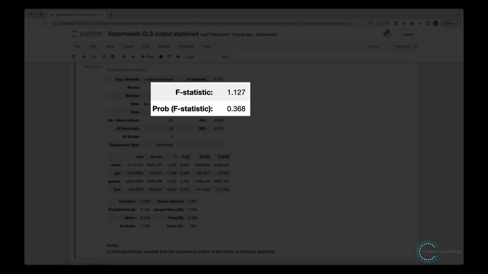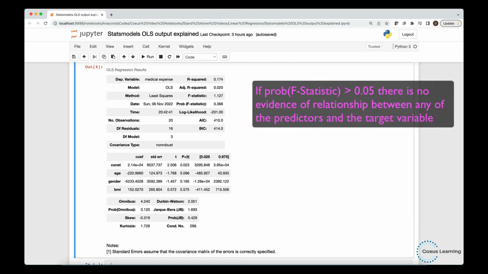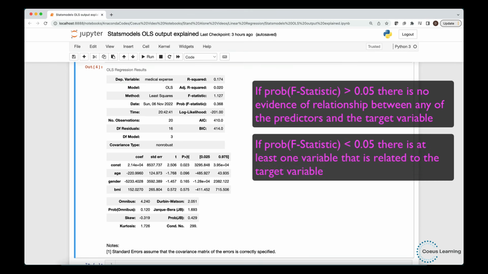Now, let us take a look at the F-statistic and the p-value of the F-statistic. If p-value of the F-statistic is greater than 0.05, there is no evidence of relationship between any of the predictors and the target variable. On the other hand, if p-value of the F-statistic is less than 0.05, there is at least one variable that is related to the target variable.